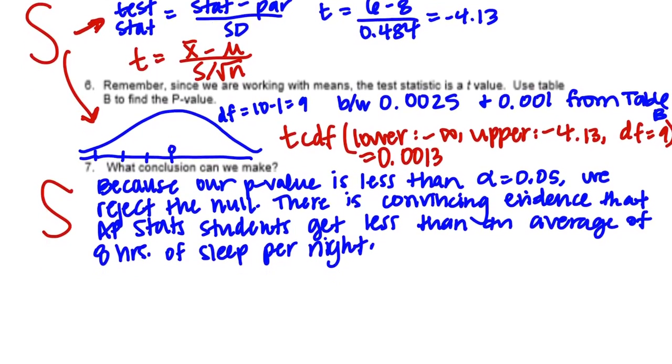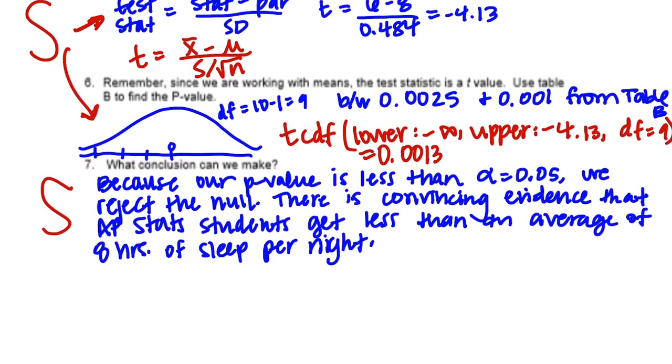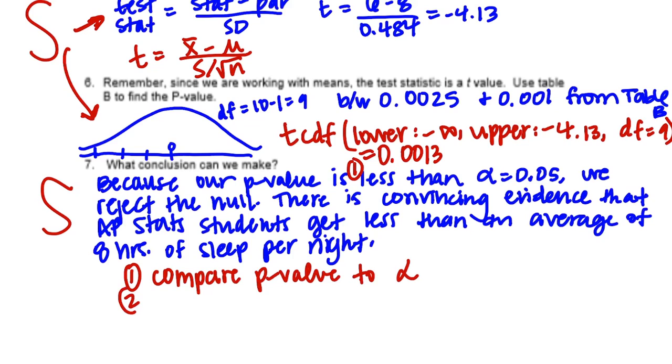And then last, I'm just going to remind you, we haven't seen it in a little bit, that number 1, we compare the p-value to the alpha. These steps are exactly the same as our last unit. So this is 1. Number 2, we reject or we fail to reject the null. So there, I did that.